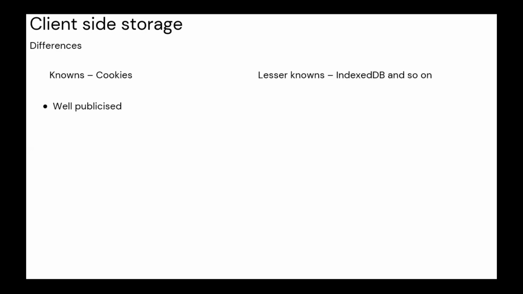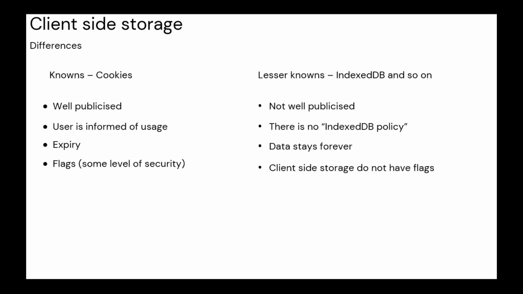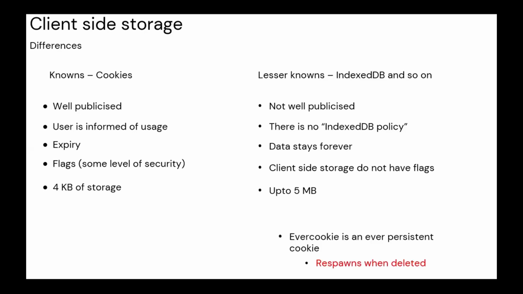So here are some differences between cookies and the databases, IndexedDB and such. The security aspects of cookies are very well publicized, but with IndexedDB, not so well publicized. They may be, but not many people know about it, and this is in my experience. Then the user is informed of the usage of cookies. There is no policy available for client-side databases. Then you can set expiry on cookies, whereas in IndexedDB and such, data stays forever. Then the flags: cookies have some level of security, but IndexedDB and such do not have any flags. And then there is a different limitation on storage.